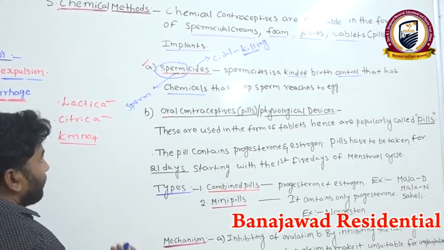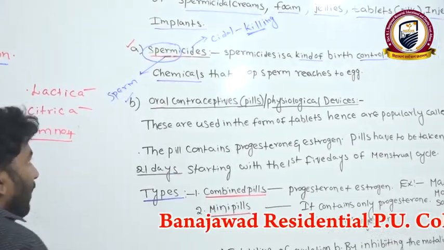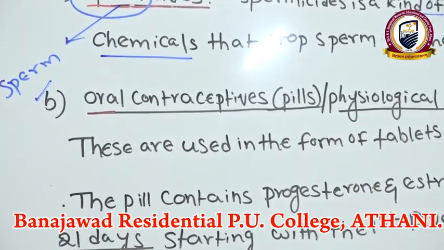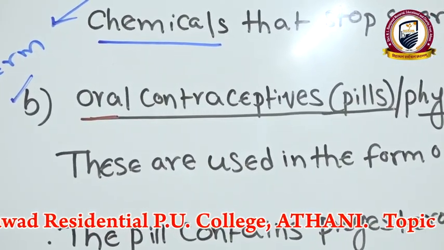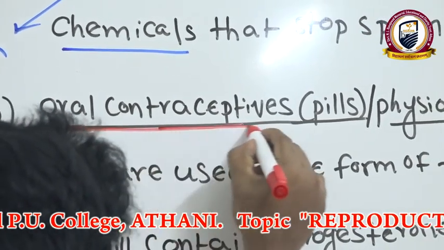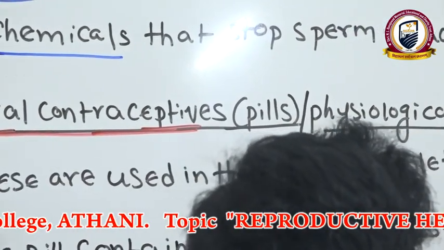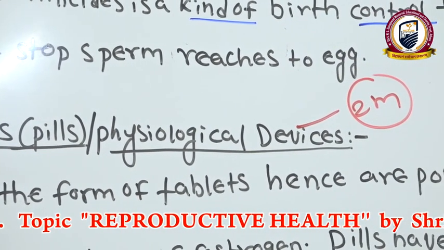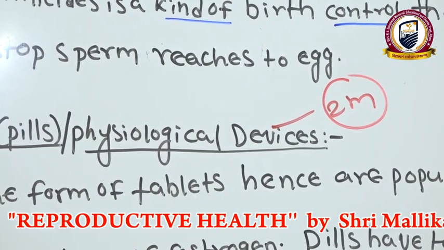Now the next category is a very important question for 2 marks. Even IUD is very important for 3 marks and 2 marks questions. Okay, now we can see oral contraceptives. In the name itself they mention oral contraceptives.